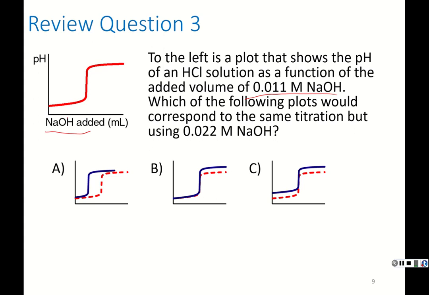Right. So what's happening, you're adding base, and as you're adding base, the pH is going to be going up. It goes up only slightly at first, and then it reaches the equivalence point, and it jumps up quite a bit. Okay, so if that base you're adding is higher in concentration, you're going to reach that equivalence point sooner. Okay, so it's going to shift the curve this way. So if we look at that down here, the one that's really showing that shift in that direction would be A.